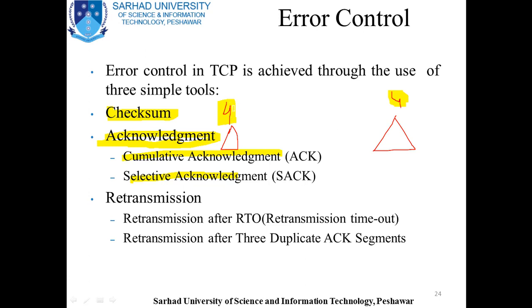If you want selective acknowledgement, then after the receiving of every single packet, 1, 2, 3, 4, I can provide you a selective acknowledgement that I have received packet 1. If you receive packet 1, send an acknowledgement. If you receive packet 2, send an acknowledgement. If you receive packet 3, send an acknowledgement. So this will be 4 acknowledgements.